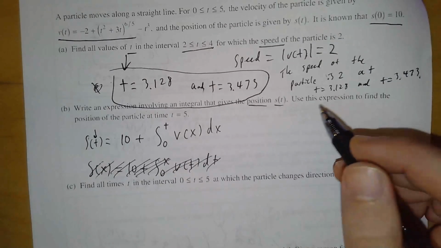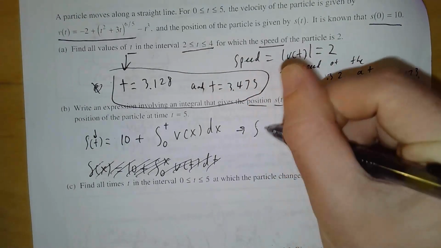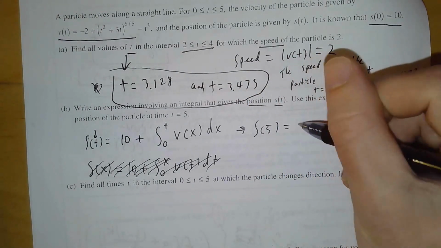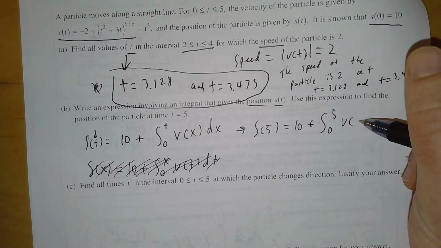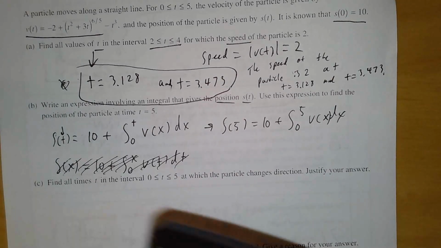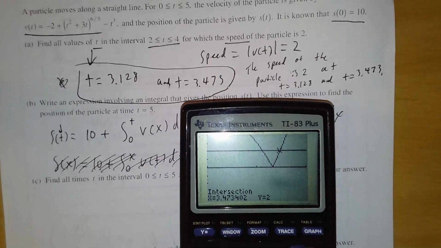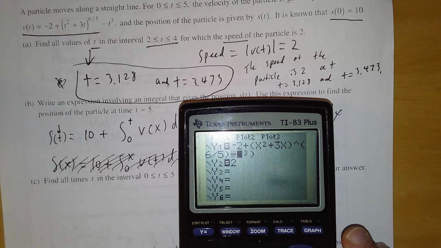Here we go. So then use it to find the particle at t equals 5. Well then, at t equals 5, s of 5 would be 10 plus the integral from 0 to 5 of v of x dx. And that's in the calculator. So back to here. We're going to go back to y equals, and I'm actually going to get rid of that absolute value because I don't want the distance, I want displacement. So I'm going to get rid of that absolute value.